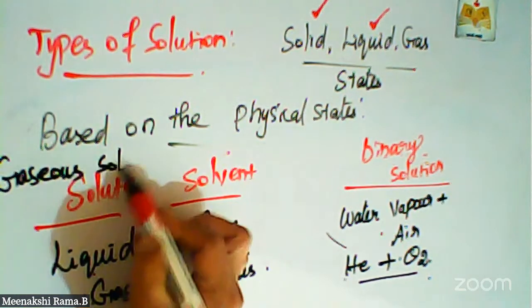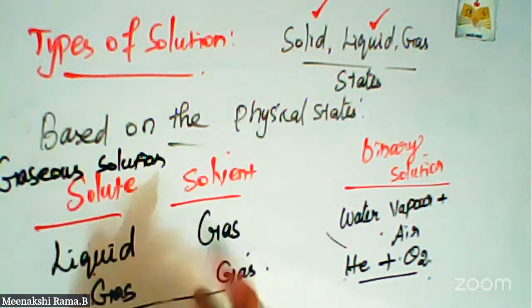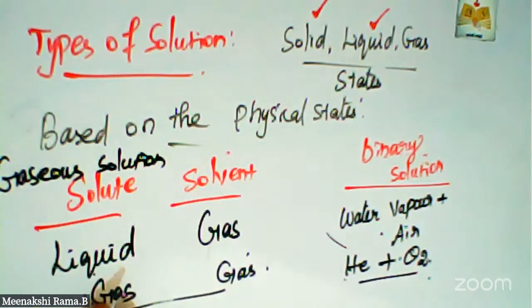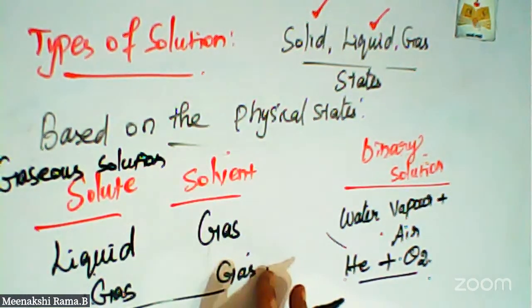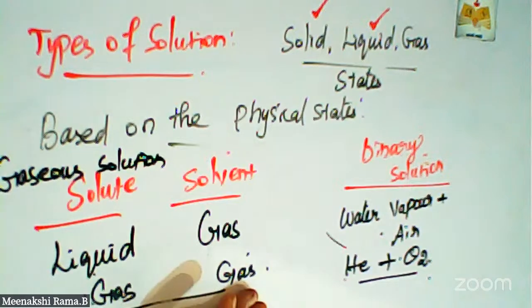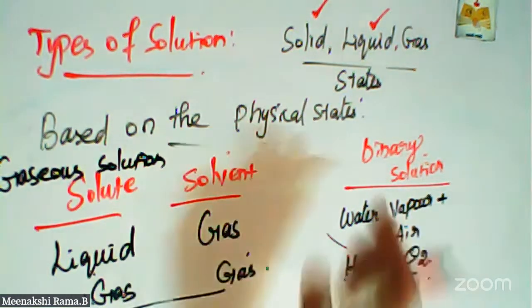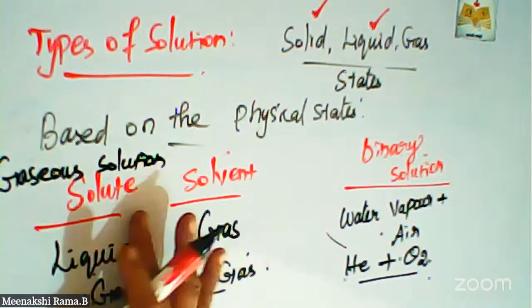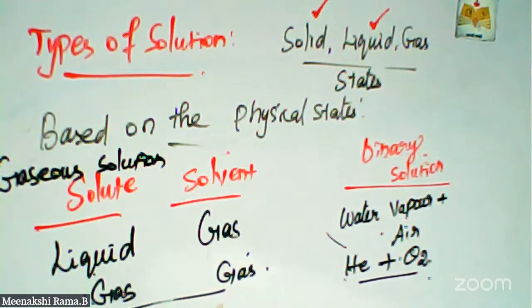This is the third: in gaseous solution, the solute is a liquid and the solvent is gas; or the solute is gas and the solvent is also gas. These are all examples of these kinds of solution. Is that clear, ma'am? Types of solution depend upon the physical states: solid, liquid, and gas. We just learned the different kinds of solution under that heading.